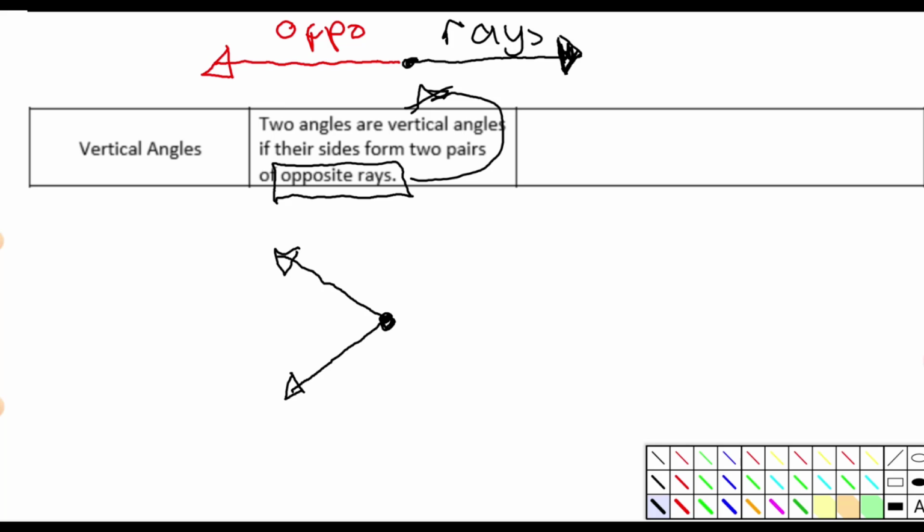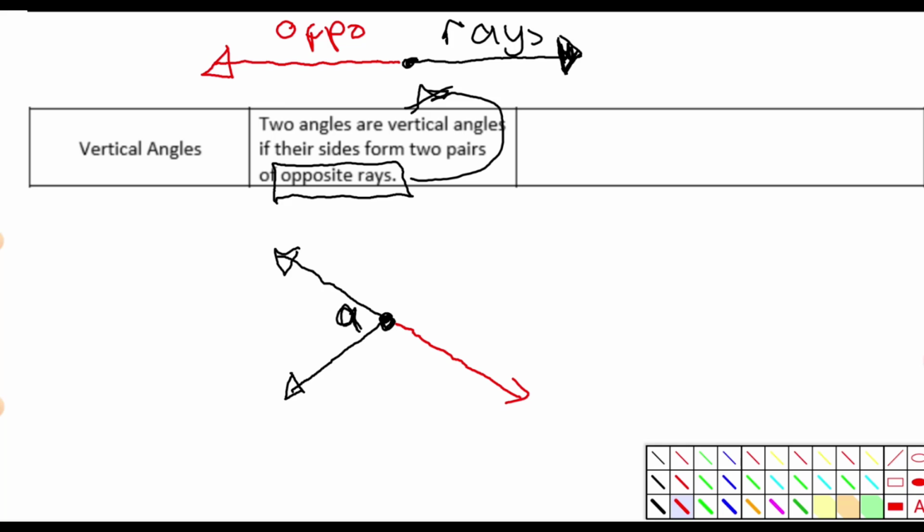All right, and let's call this angle 1. Or let's call it angle A. All right, so there's angle A. Now, this other angle has sides that are formed by opposite rays. So now I'm going to draw opposite rays. I'm going to take one of these rays and make an opposite ray.